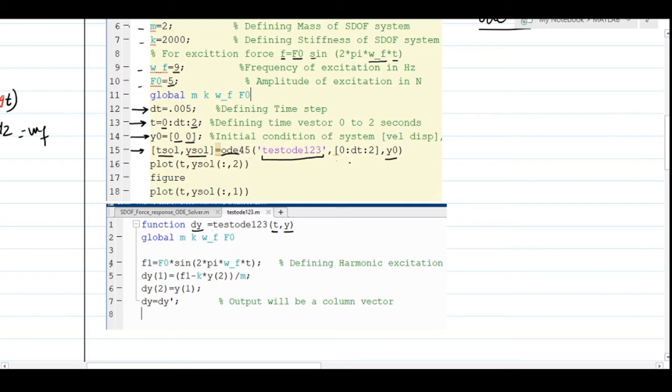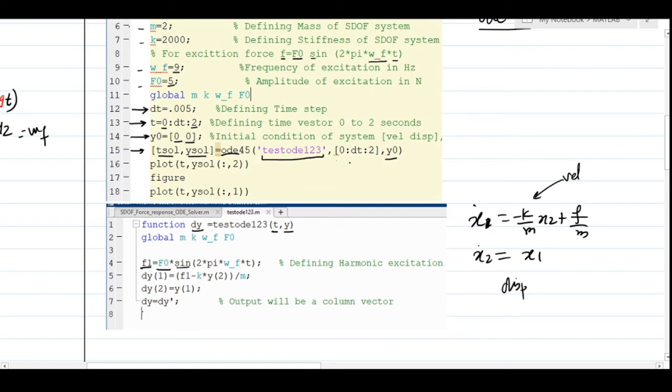Here in line 4, I am writing my force, that is f naught sine 2 pi omega f t, and then I am using this in the fifth line. So my fifth line corresponds to x1 dot, that is minus k by m x2 plus f by m, and my sixth line corresponds to x2 dot equal to x1. So I will get an output in terms of velocity from here and in terms of displacement from here.